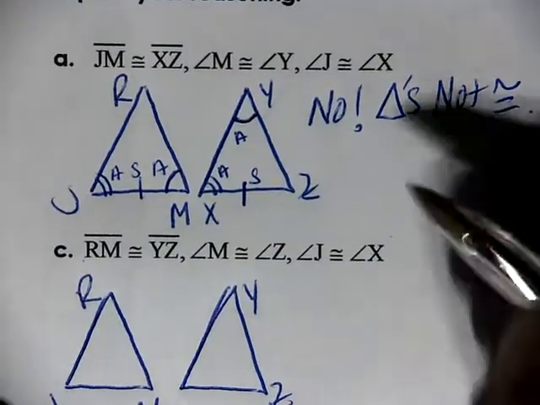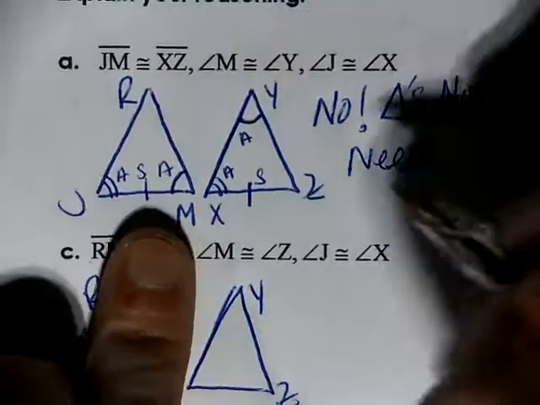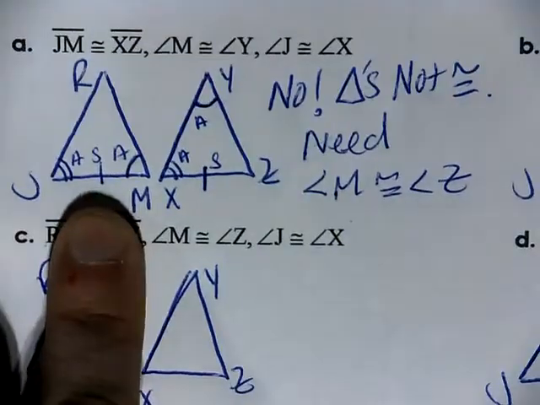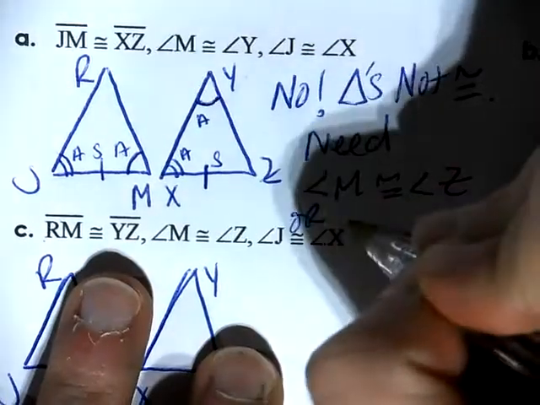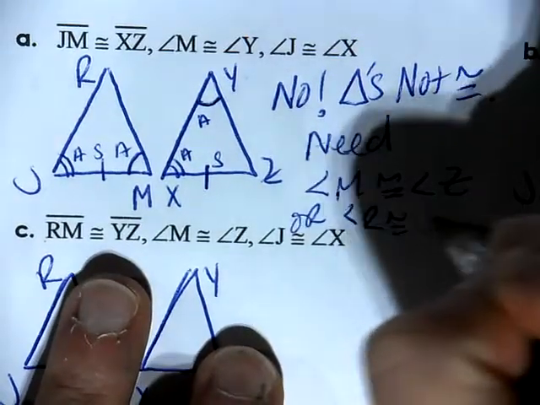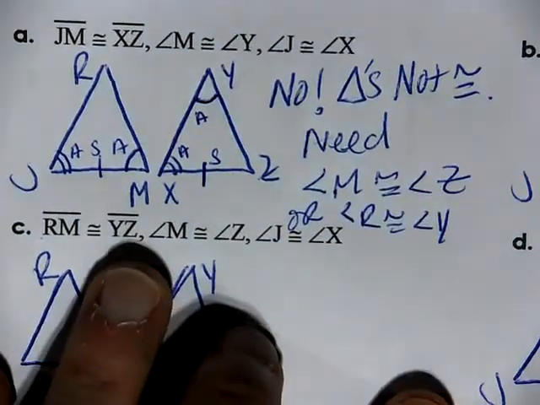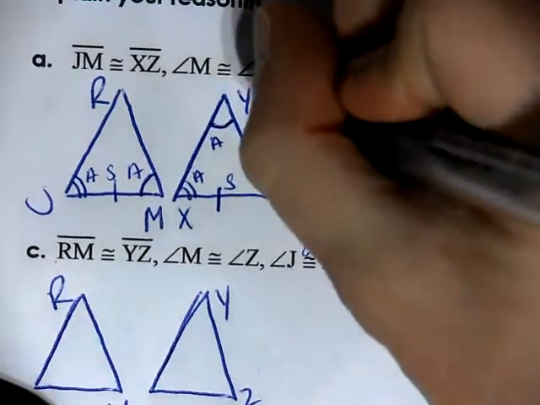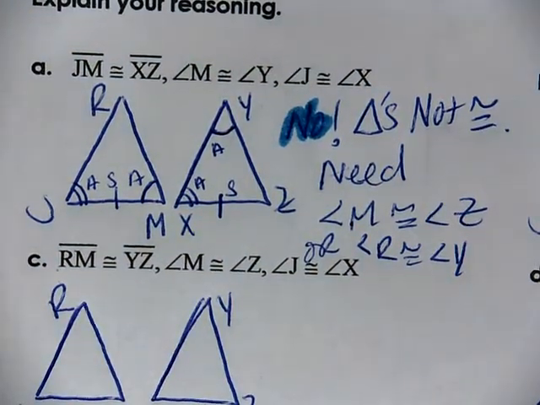Instead, what we would need is angle M to be congruent to angle Z. That's what we need, and that is not what we have right here. Or we would need angle R to be congruent to angle Y. That's the information that we need, and we don't have that in this problem, so that's the reason why the answer is no. All of your corresponding pieces need to match up, and in this case, it's not. So let's go ahead and look at letter B.